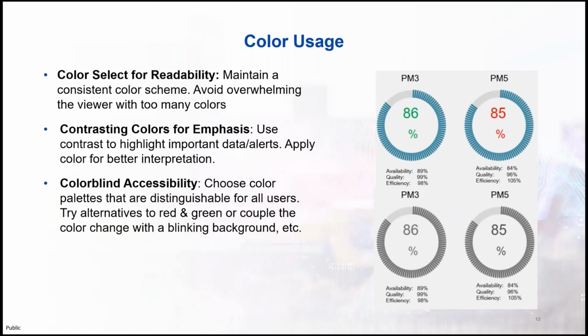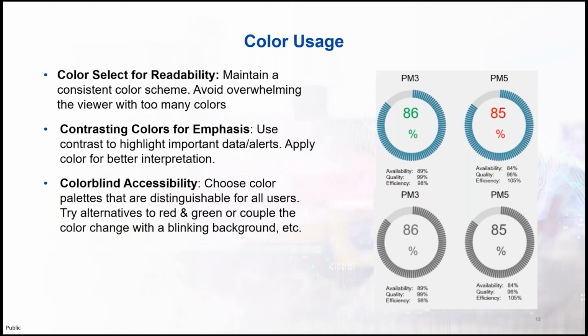Second is color usage. Color is very important, and you want to select color for readability. You want a consistent color scheme between your different process areas. This helps reduce confusion when you are looking at multiple displays, one right after the other. And you want to avoid overwhelming a viewer with too many colors. So if you have a huge color scheme, colors all over the place, it can be overwhelming to the eyes, and it can also reduce that readability.